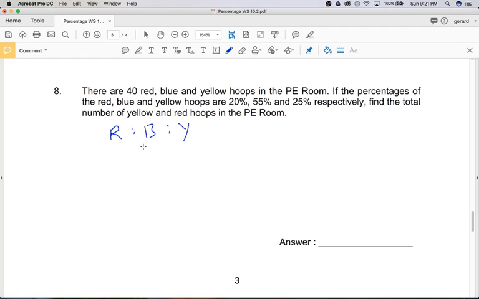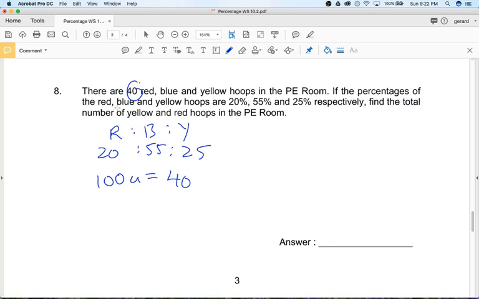Now ratio is actually in terms of parts, which means we don't even need to put a percentage sign there. You can just say the ratio is 20 is to 55 is to 25. For now we can forget about the percentage and just work on the ratio. Total is how many units? 20 plus 55 plus 25, total is 100 units. So 100 units is equal to 40, because 40 is from here, right?